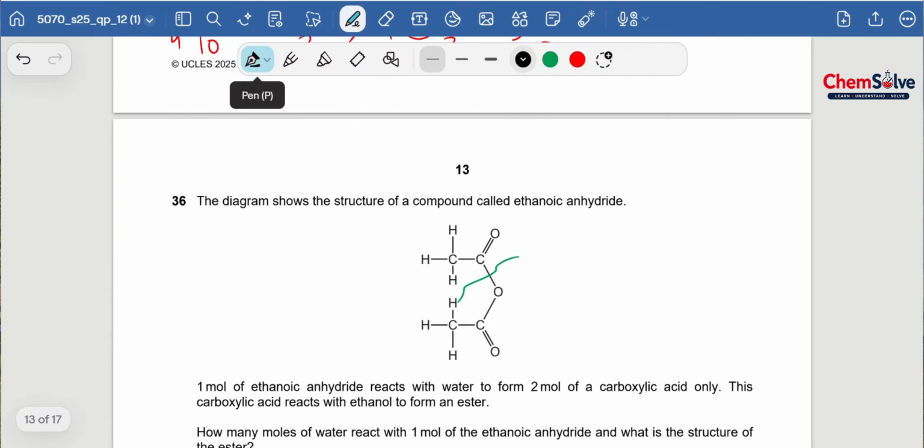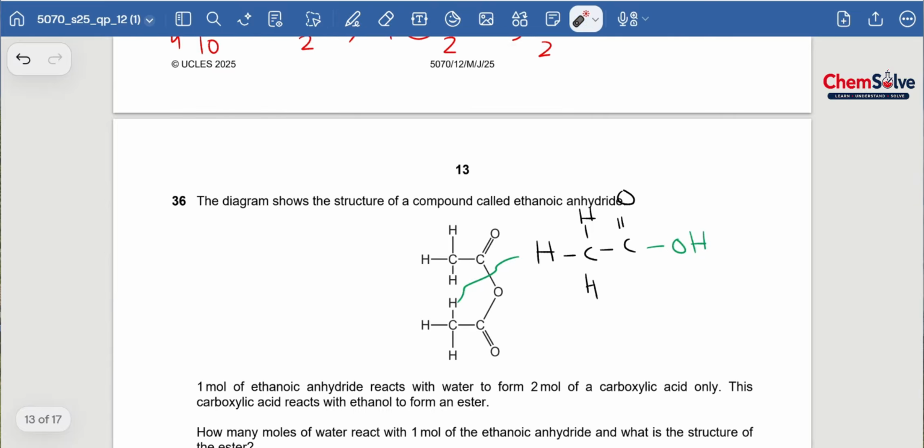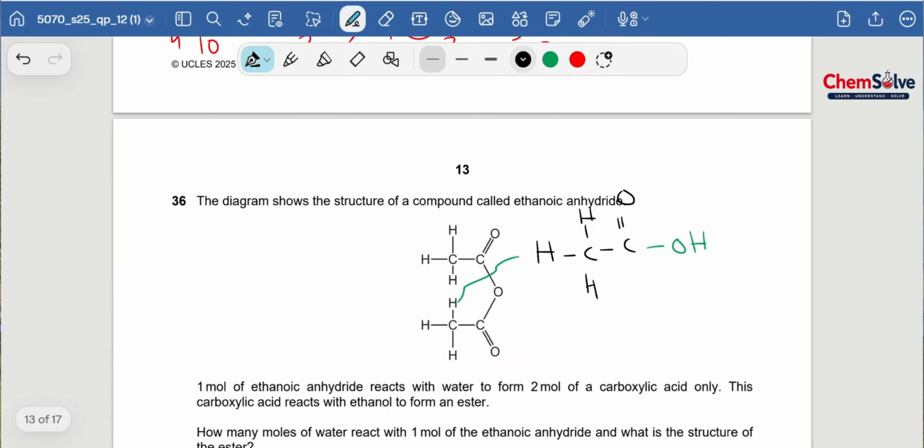I'm writing half of the molecule: H, C, H, H, C double bond O, and if I add water here, OH will be added here from the water. Okay, so what is the rest of the molecule? I'm talking about this part. So now I will write this part.